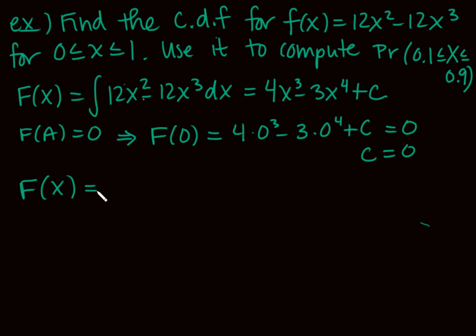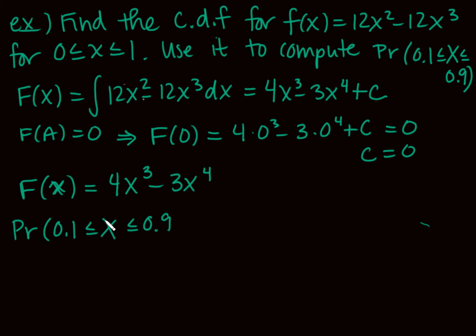Okay, so my cumulative density function then, and these are little x's, F of x, big F, is 4x cubed minus 3x to the 4th. And then how do I find the probability that my continuous random variable, that's capital X, and sometimes we'll put lines on it so you know it's capital, is between 0.1 and 0.9? Well, the nice thing about finding the cumulative density function, because we know it's the antiderivative, you just take capital F of 0.9 minus capital F of 0.1.